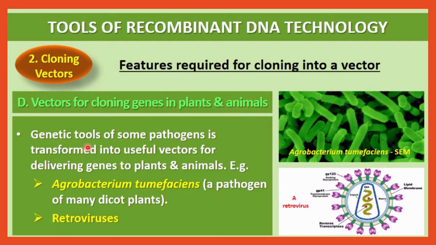So the genetic tools of some pathogens are transformed into useful vectors. Though they are pathogens, we can modify and transform them and use them as vectors for delivering genes to plant cells and animal cells. One example is Agrobacterium tumefaciens, a kind of bacteria. Normally it is a pathogen of many dicot plants, but we can modify its genes and use it as a vector. The second organism is a kind of virus, the retrovirus.